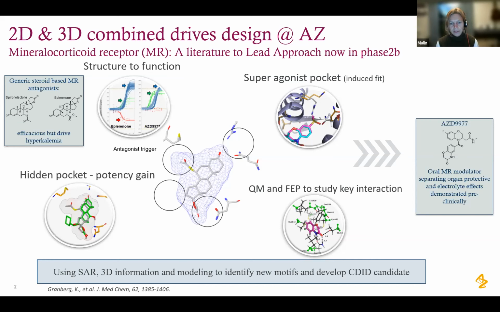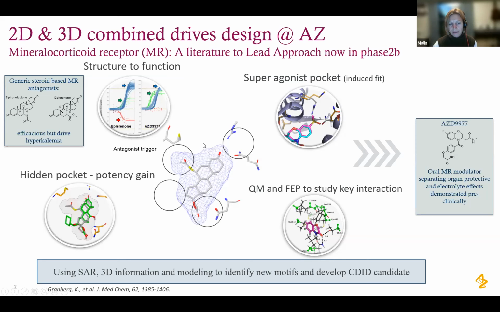So when we started this project, after some time we generated some really interesting SAR to be able to understand how we could find modulators within this series which would not block the translocation of the nuclear hormone receptor into the nucleus, which we did see that eplerenone or other spironolactone steroids would do. By that, we could demonstrate preclinically that we had a good separation of organ protective effects from the electrolyte side effects.